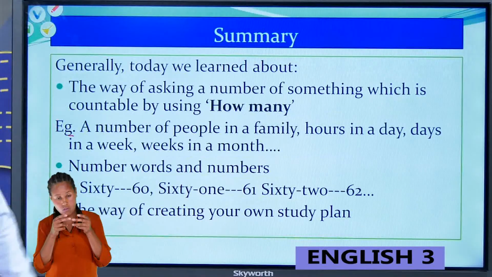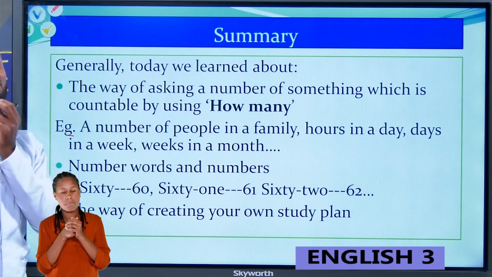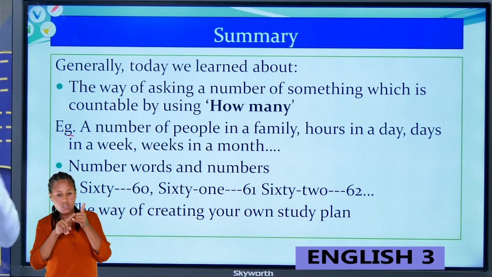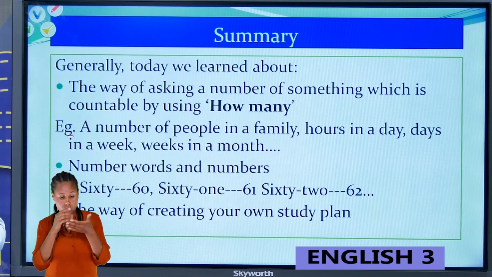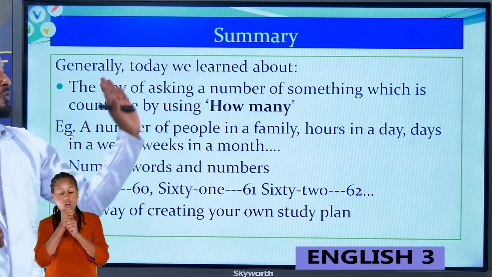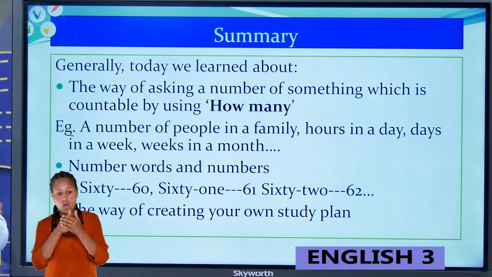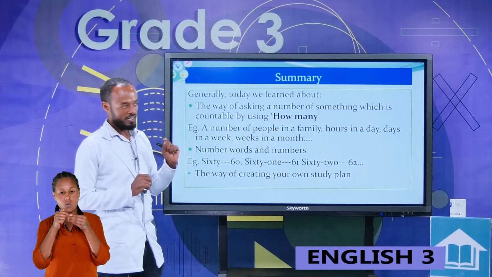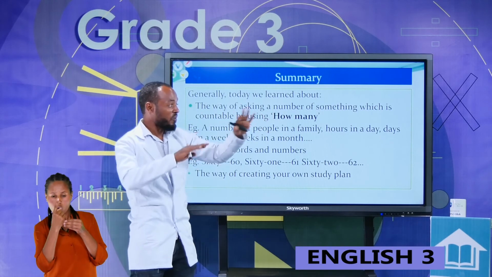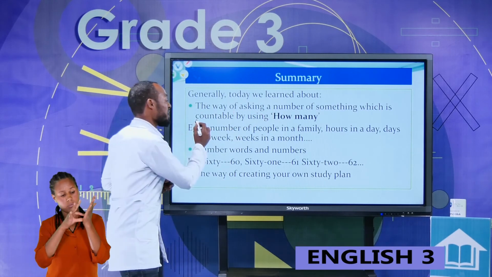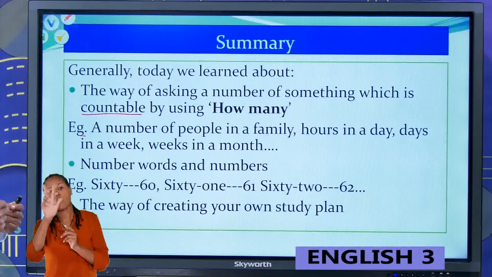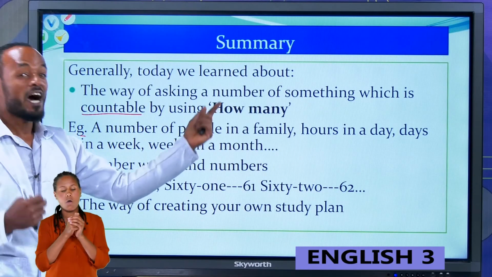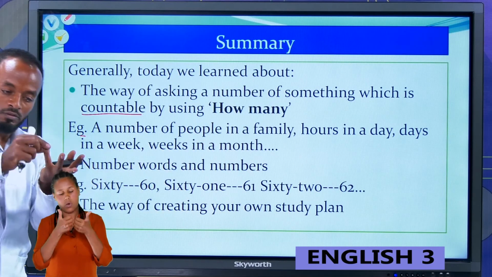Nice, yeah? The last one is summary. Now we are going to summarize what we learned today. Here, generally, today we learned about, one, the way of asking a number of something which is countable. Which is countable, 1, 2, 3, 4, 5. By using how many? We can count person.